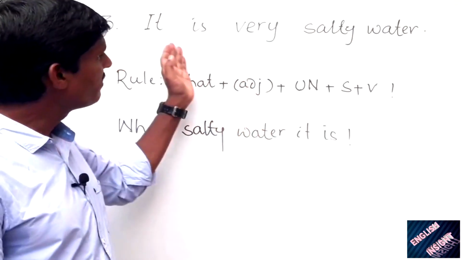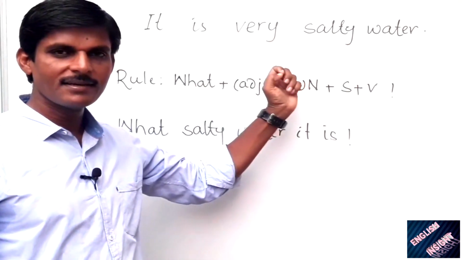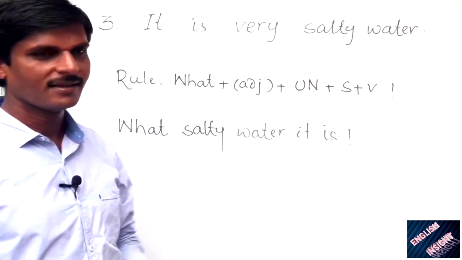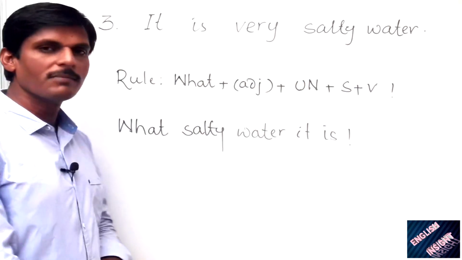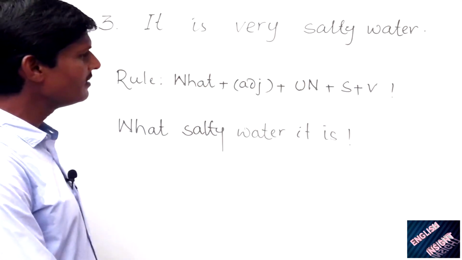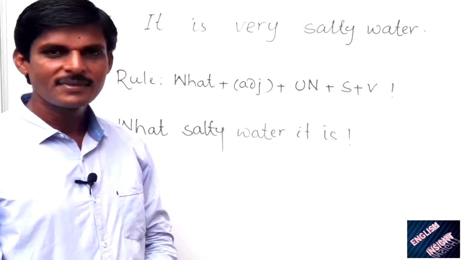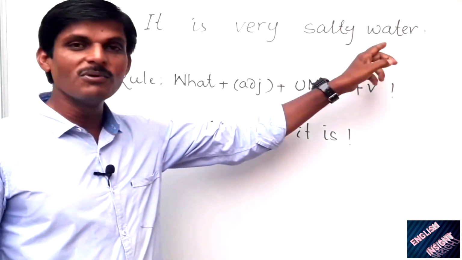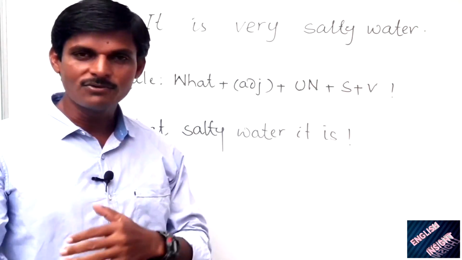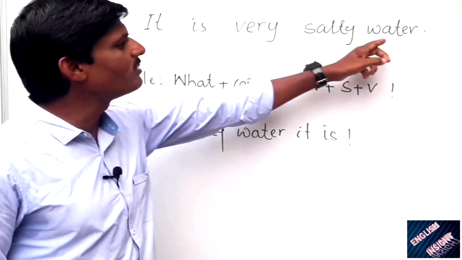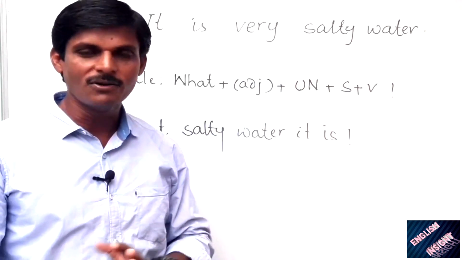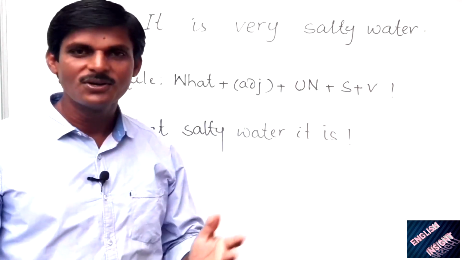It is very salty water. This is rule number 3. It's the declarative sentence for rule number 3. Here, the singular countable noun is not used. Here, the plural countable noun is not used. So what's the noun that's used here? This is an uncountable noun. Water is the uncountable noun. So what's the rule here?